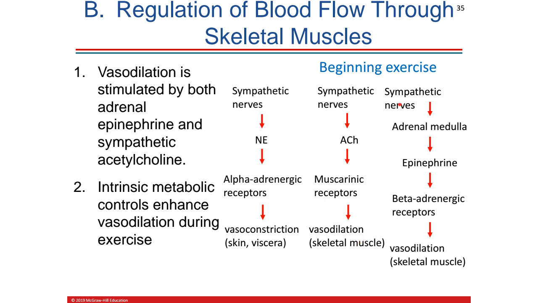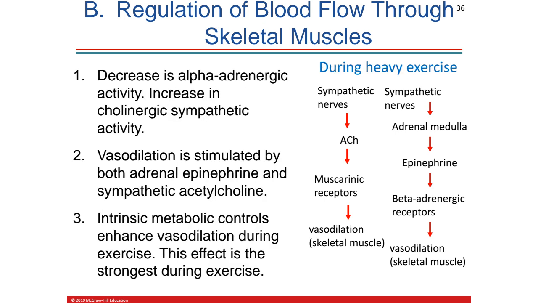Now, additionally, you'll have sympathetic activity leading to the activation of the adrenal medulla, which releases epinephrine. And then that acts as a hormone on beta adrenergic receptors, which leads to vasodilation of skeletal muscle. So overall, you're starting to shift the balance from vasoconstriction, which is due to the sympathetic nervous system, to the sympathetic nervous system shifting towards effects which involve vasodilation. In addition to this, once you actually start exercising, we talked about autoregulation earlier, there are intrinsic metabolic controls that enhance vasodilation during exercise.